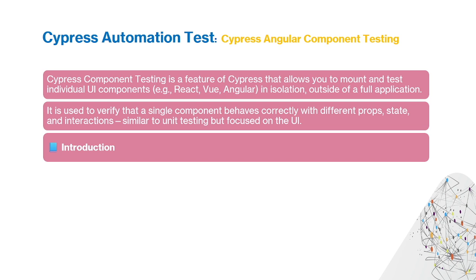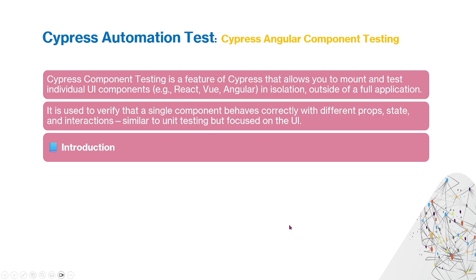Today we'll talk about Cypress Angular Components Testing. Cypress Components Testing is a feature of Cypress that allows you to mount and test individual UI components in isolation, outside of the full application. It is used to verify that a single component behaves correctly with different props, state, and interactions, similar to unit testing, but focused on the UI.